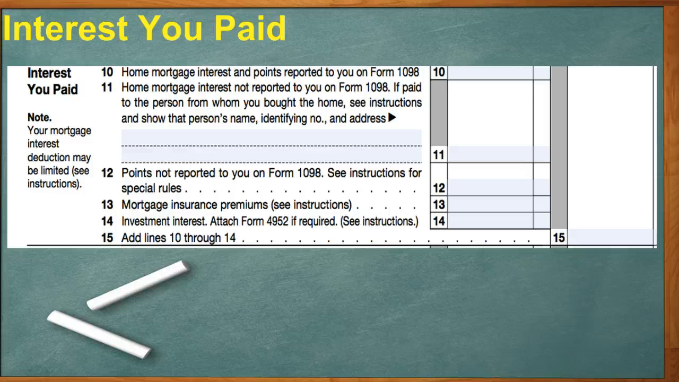All right, let's look at interest that you've paid. Well, there are different types of interest. There's home mortgage interest and points. Points are something you pay when you first purchase your home, typically. And again, the home mortgage interest and points are usually reported to you on this form, 1098. Sometimes they're not reported to you, and that would be on a different line. Then there's mortgage insurance premiums. Oftentimes, if you finance more than 80% of your home, you're required to pay these insurance premiums, but at least they're deductible. And then some people will have investment interest. Not always, unless you have a lot of investments, but every once in a while. So none of this is subject to any threshold.